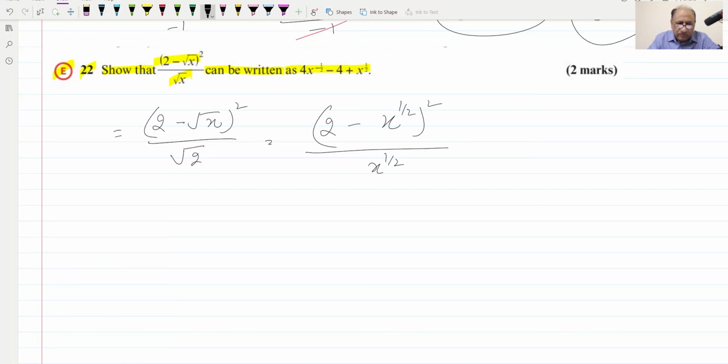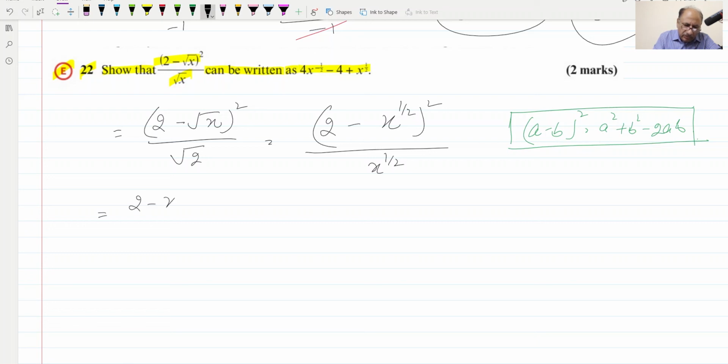Now we can square. Basically we can apply the formula, or we can multiply. If we want to apply the formula, then the formula will be a minus b squared is equal to a squared plus b squared minus 2ab. But if you don't want to apply the formula, then you will have to multiply 2 minus x raised to the power 1 by 2 with 2 minus x raised to the power 1 by 2, and divide by x raised to the power 1 by 2.